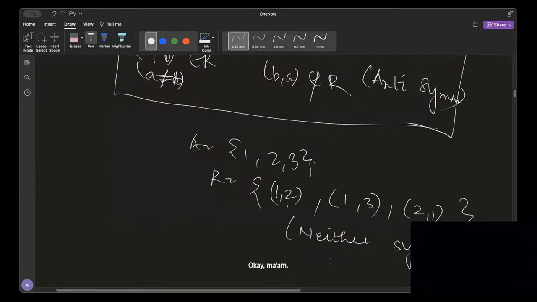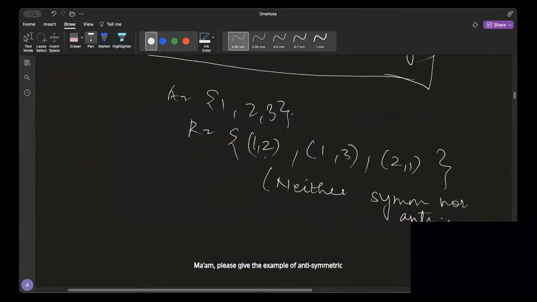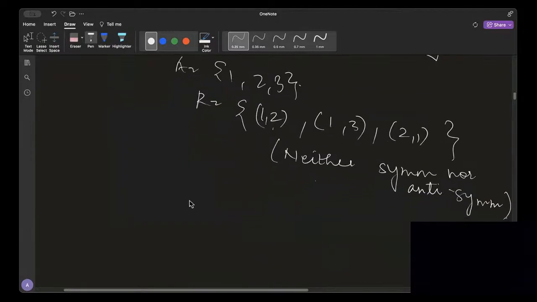Ma'am, please give an example of an anti-symmetric relation. Let's define one relation here. This is not an example, because we have taken 2, 1 here. Let's take 1, 2 and 1, 3. Now this is a relation on this set, right?